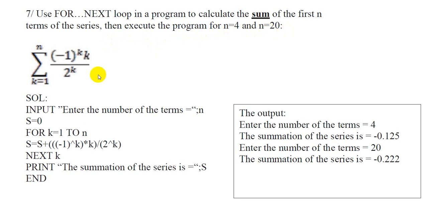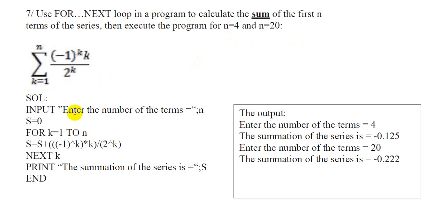All you have to do is find the summation of the fractional expression given by the following summation, as you can see right here. Then we just have to execute the program for n equal to 4 and n equal to 20, by giving a value for n. The selection of n will be 4 and 20. Then calculate the value of the summation for n equal to 4 and 20.